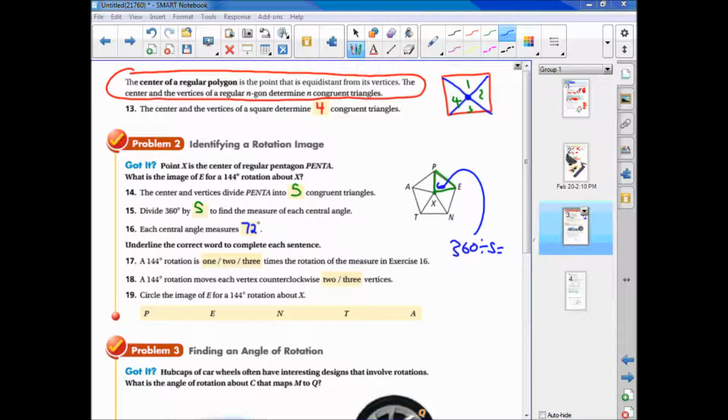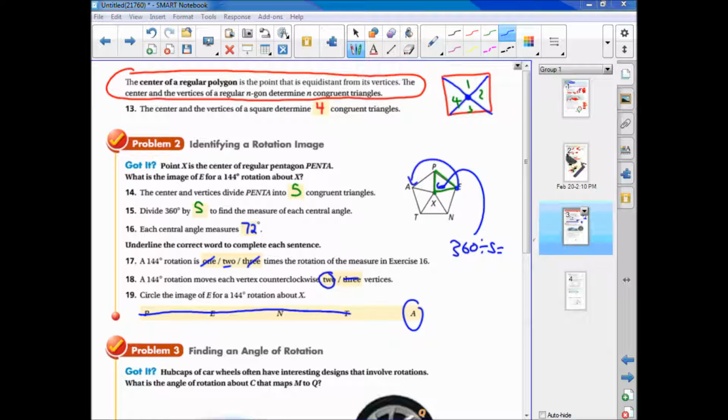All right, underline the correct word to complete each sentence. A 144 rotation is 2 times the rotation measure in exercise 16. Okay, so 72 times 2 makes 144. A 144 degree rotation moves each vertex counterclockwise 2 vertices over. So if we rotate around the center 144, E is going to move to A. So circle the image of E for a 144 degree rotation about X. So E would turn into A.